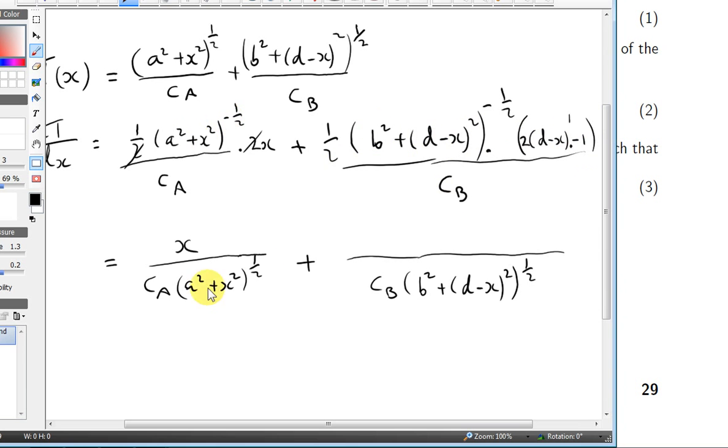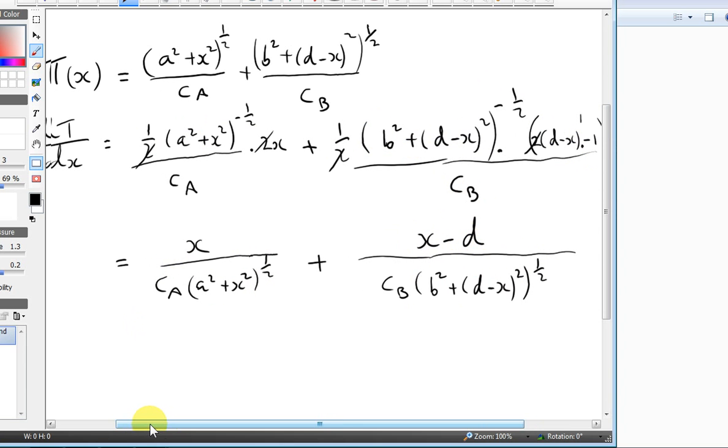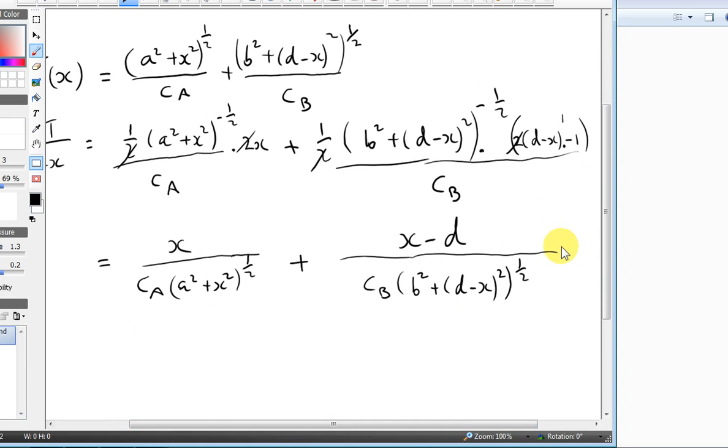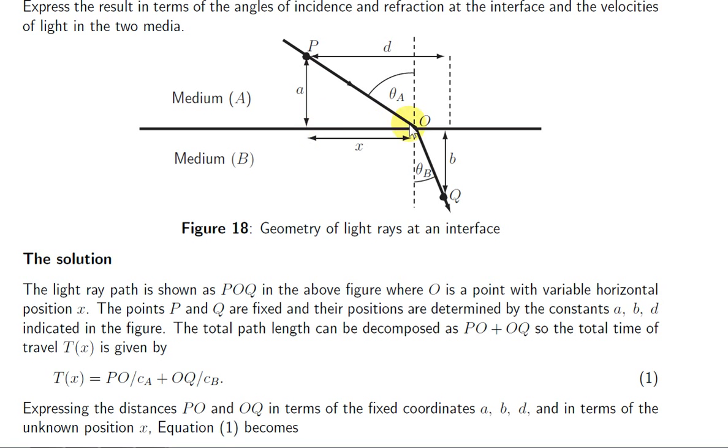Now this term can be brought down and the 2's cancel. Over here we can bring down this term as well. It's to the power minus half, bring it down. We raise it to the power plus a half. We can cancel the 2 here. And we multiply minus 1 by d minus x to give x minus d. So we want to set the derivative dt dx equal to 0 and solve for x. Once we know what x is, we will have the path of the beam fully specified because we know what a, d, b are.